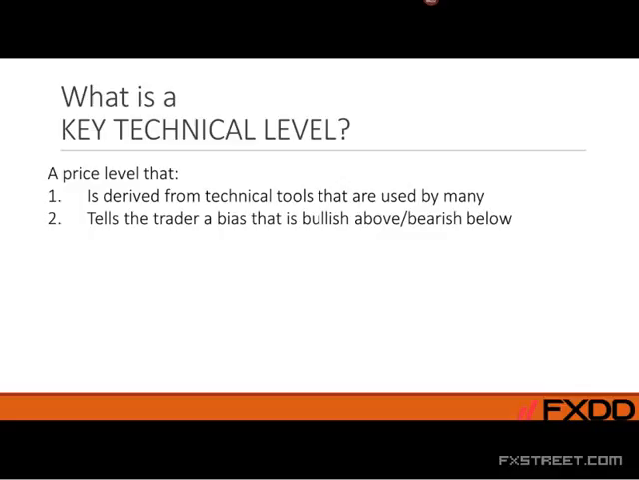So my technical tools, the major ones that I use, are ones that are going to tell me bullish above and bearish below. They're not going to tell me that it's overbought or oversold. It's going to tell me that the price moved below this technical tool, so it's now bearish, or the price moved above this technical tool, so now it's bullish. And that, my friends, helps define risk by knowing whether the bias is bullish or bearish. It does it automatically by the fact that it's bullish above and bearish below.